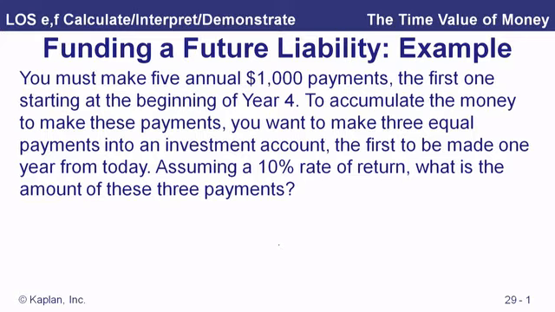Well, let's break this down a little bit. We want 5 payments of $1,000. And the first one, beginning of year 4. Well, the beginning of year 4, that's time 3. The end of the 3rd year is the same as the beginning of the 4th year. And we want to make 3 equal payments into an account. The first one to be made 1 year from today.